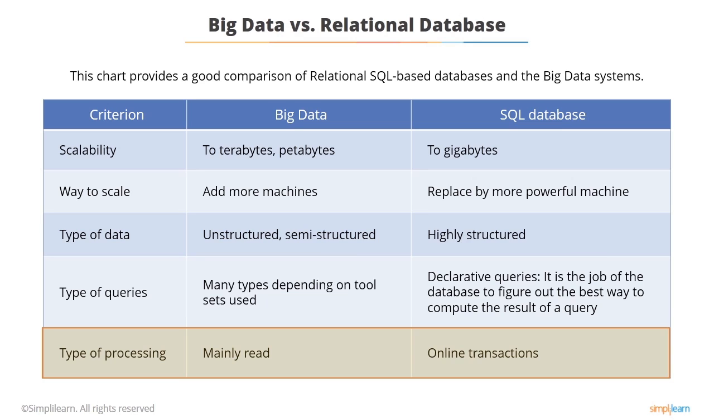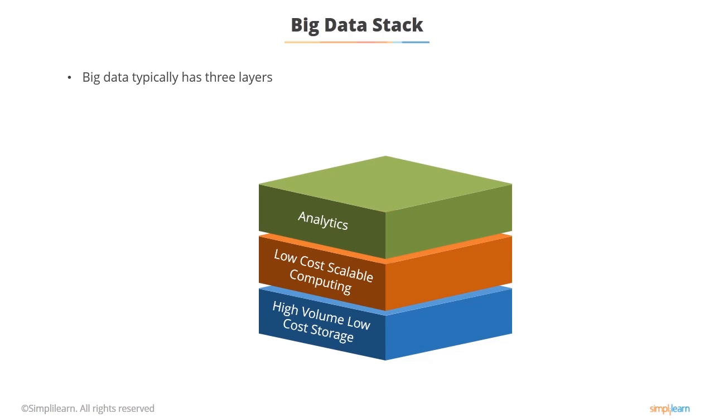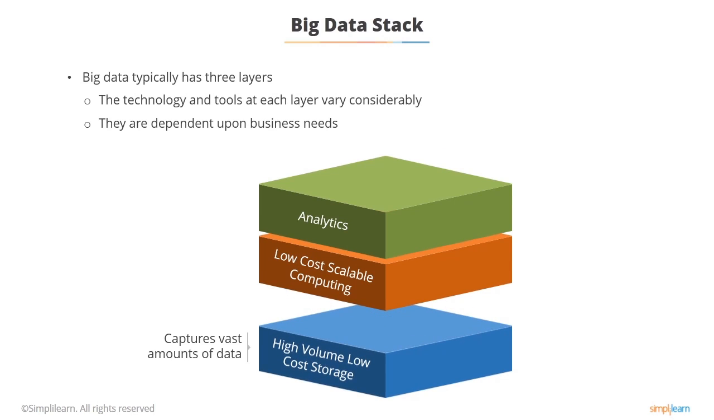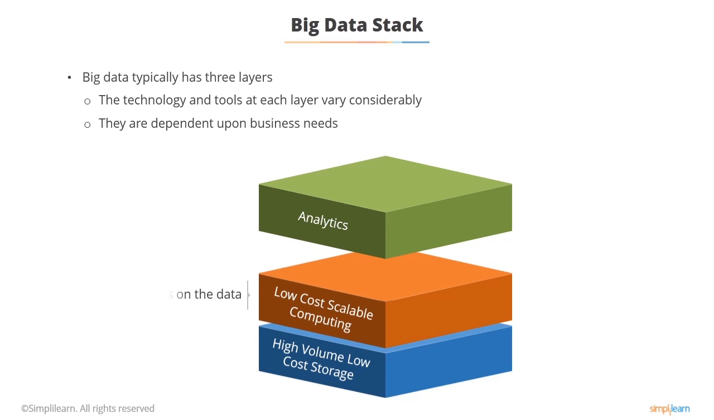So how does it work? Typically the technologies follow this. You've got high volume, low cost data storage, which is typically lots of machines with their own hardware and their own storage on them. Then you've got scalable computing, where the processing is distributed across numerous machines, so that makes it scale. Notice it's all low cost.